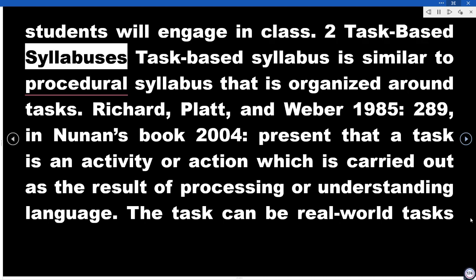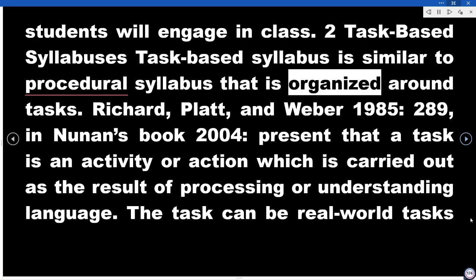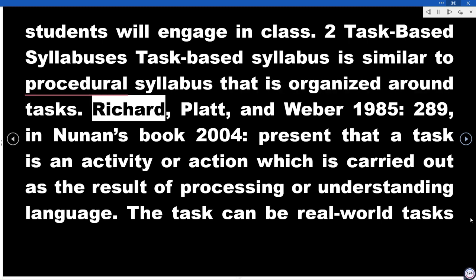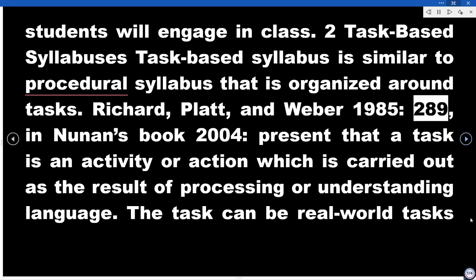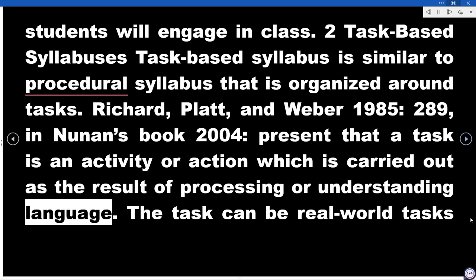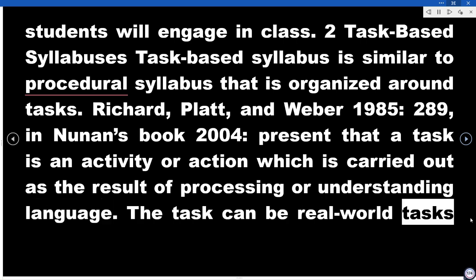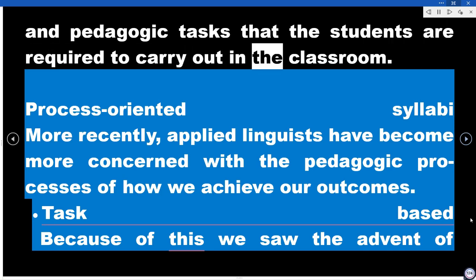2. Task-based syllabuses. Task-based syllabus is similar to procedural syllabus that is organized around tasks. Richard, Platt, and Weber 1985, 289, in Noonan's book 2004, present that a task is an activity or action which is carried out as the result of processing or understanding language. The task can be real-world tasks and pedagogic tasks that the students are required to carry out in the classroom.